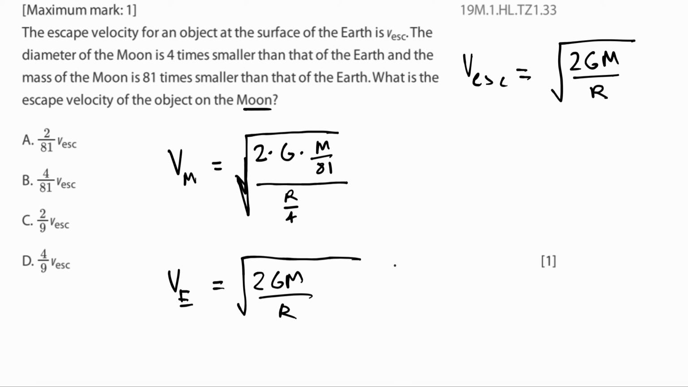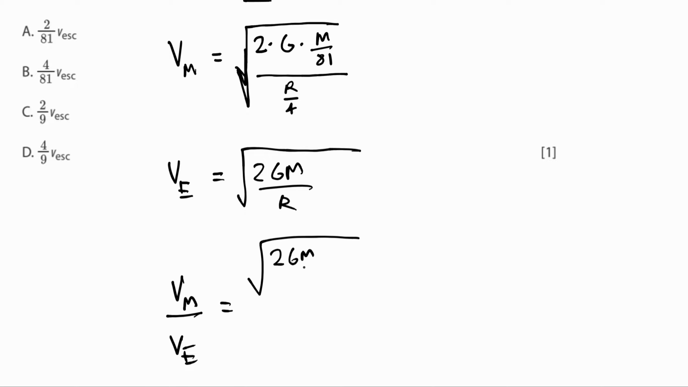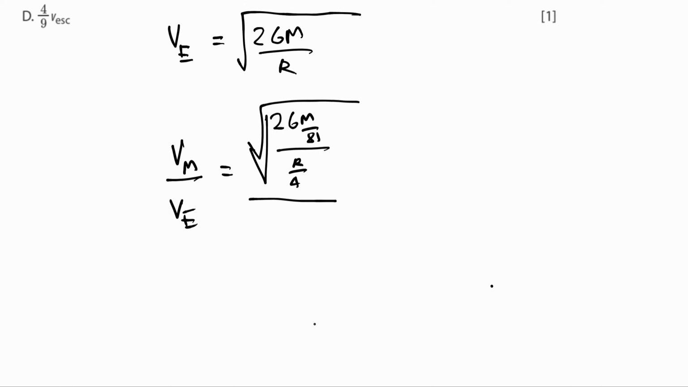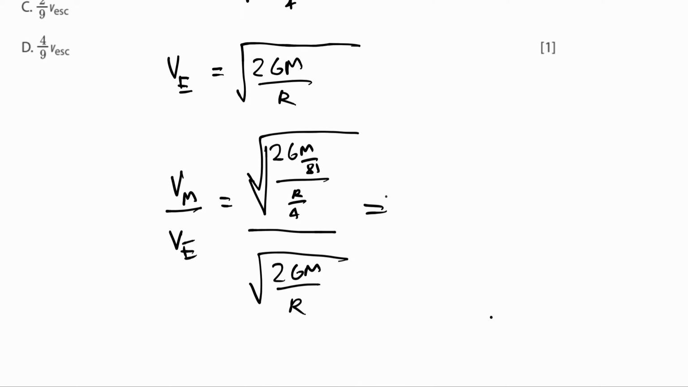So what can we do now? Well, do you remember what I said at the start? We should divide the two expressions we have and keep the one we solve for on the top. You will see in a second why. Let's say Vm over Ve is equal to the root of 2GM over 81 over R by 4, this root extends, divided by root of 2GM over R.